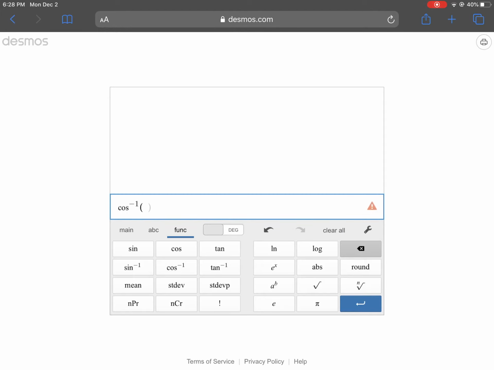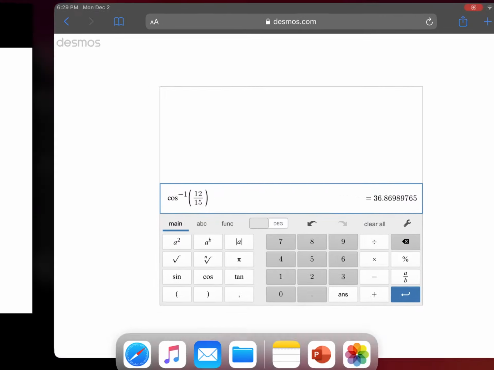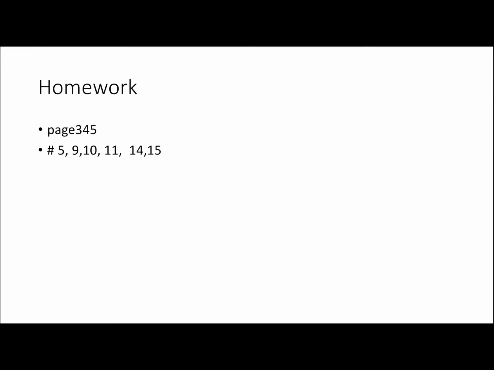Let's clear. Cos, inverse cos, 12 divided by 15. Well, the answer is 37 degrees, approximately. 36.9. And that's my answer. That's exactly what A is.